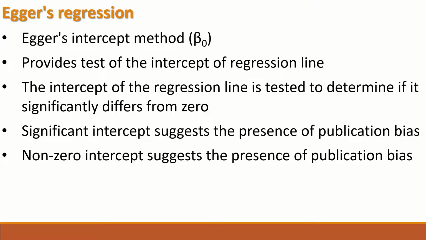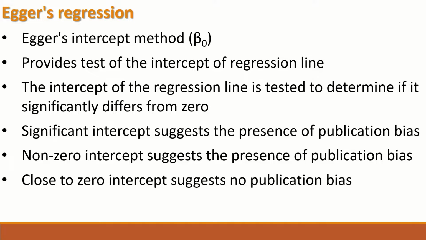The value of the intercept also is important, as if it is not close to 0 or not equal to 0, then this suggests the presence of publication bias. And for lack of publication bias, the intercept value should be as close as possible to 0 or equal to 0, with a p-value greater than 0.05, which is not significant.